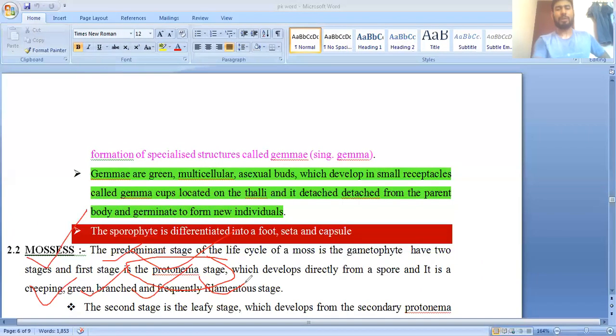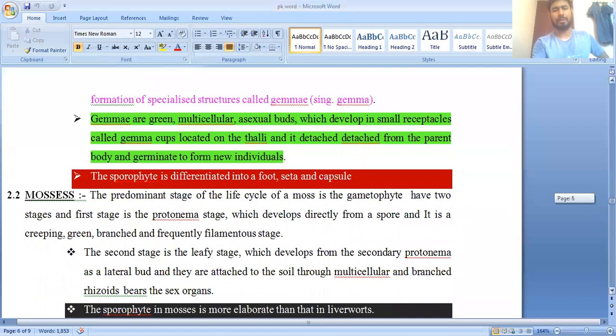The protonema directly develops from the spore. The spore of the bryophyte later develops into the protonema stage, and this protonema stage is the creeping, green, branched, and frequently filamentous stage. So this is the protonema stage. Clear? Now the second stage, which I already told, is called the leafy stage.